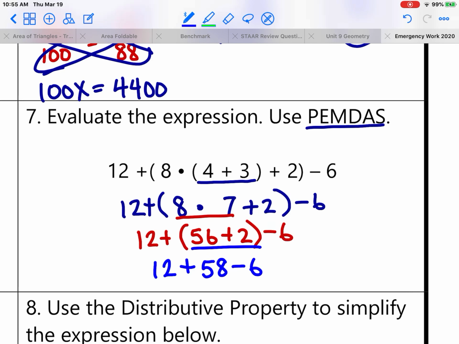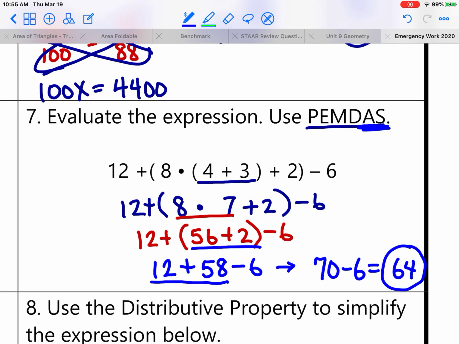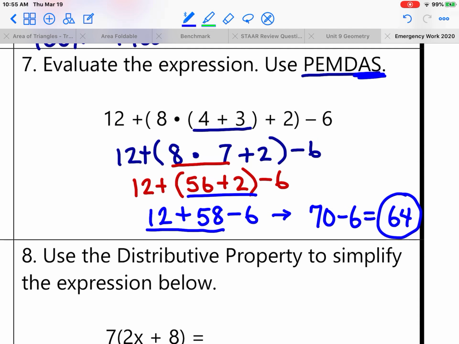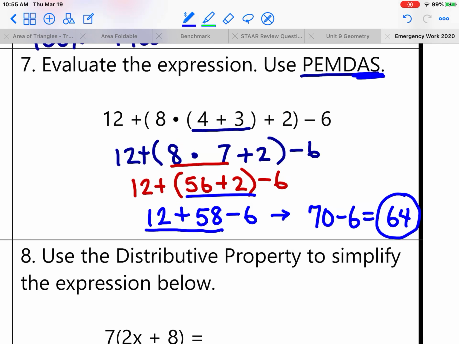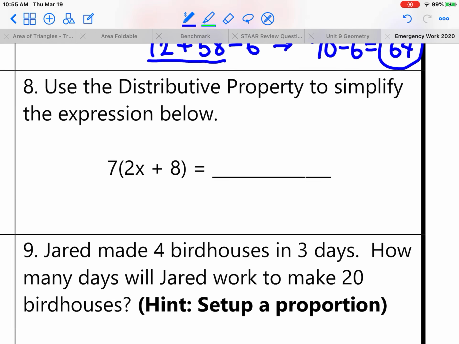Minus 6. Addition and subtraction are done in order from left to right. So I have to do the addition part of this problem first. 12 plus 58, I'll move over here because I'm out of room. 12 plus 58 equals 70. And I still have to subtract 6. And 70 minus 6 equals 64. So make sure you show all the steps and circle your answer on number 7.